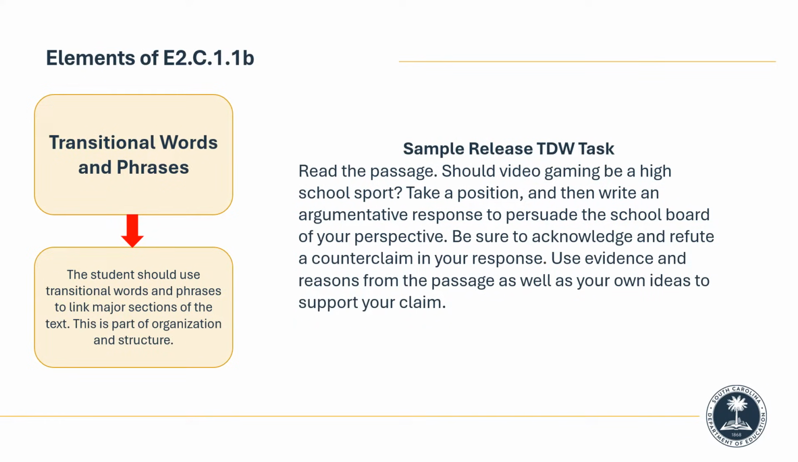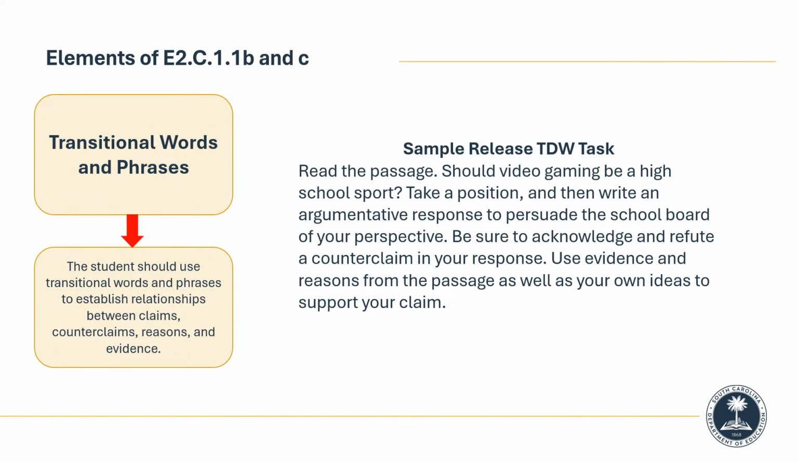Although the task does not name transitional words and phrases, the rubric and the grade level indicator do. Transitional words and phrases are a vital part of the argumentative writing process because they help students structure and organize the response. Additionally, transitional language establishes a relationship between claims, counterclaims, reasons, and evidence as outlined in ELA E2C 1.1b and C.